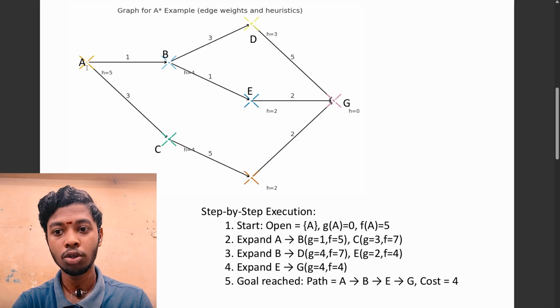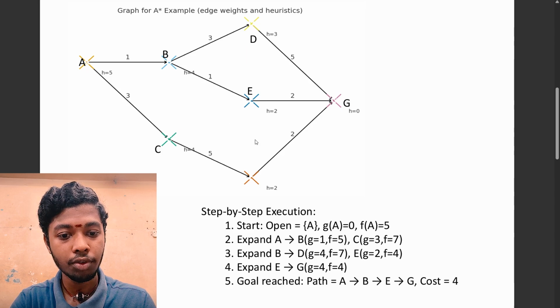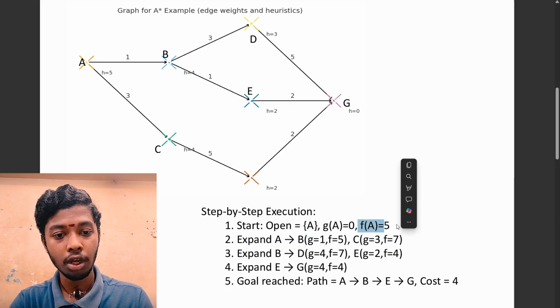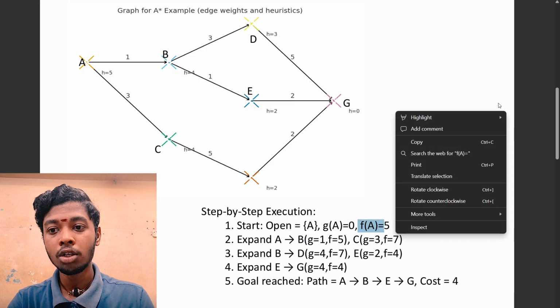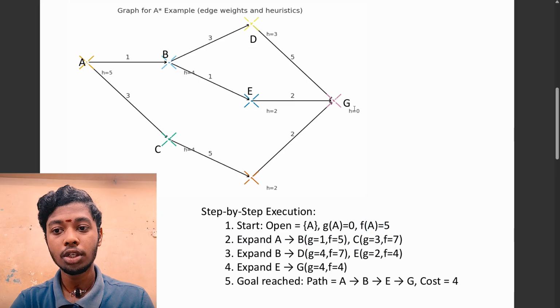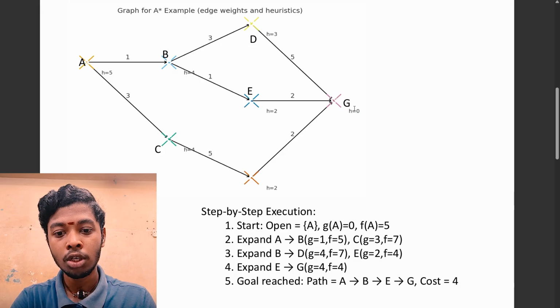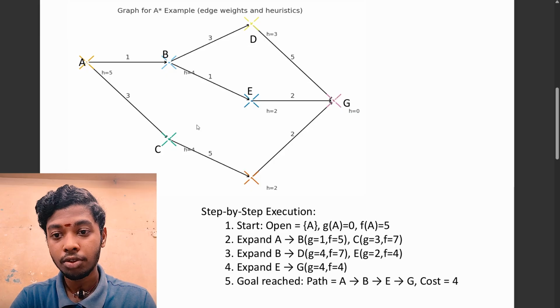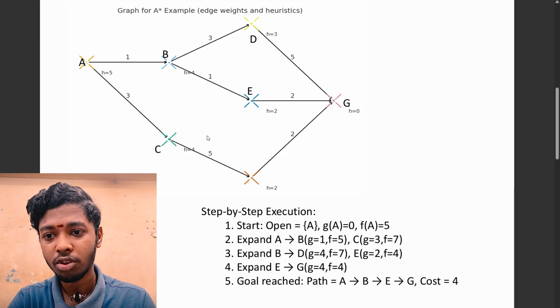Value of g is 0 plus value of h is 5, so 0 plus 5 is 5. So here that is mentioned, the f of A value is 5 initially, and the children of the node A are B and C. While expanding A, first we have to see B here.